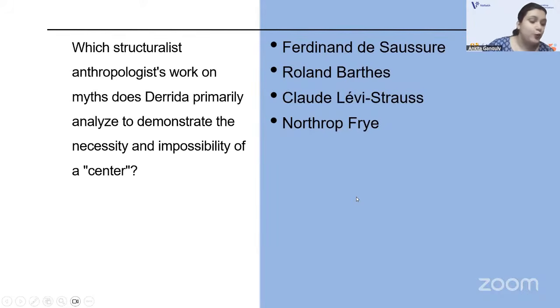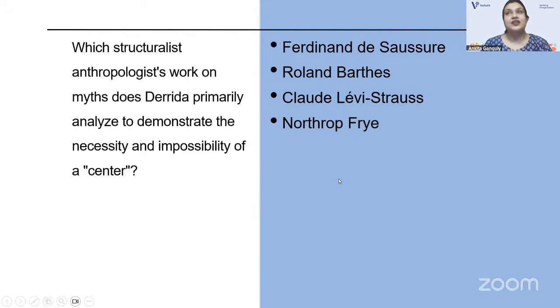Right, next. Which structural anthropologist's work on myths does Derrida primarily analyze to demonstrate the necessity and impossibility of a center? Is it Saussure, Barthes, Claude Lévi-Strauss, or Northrop Frye? Tell me. Yes.